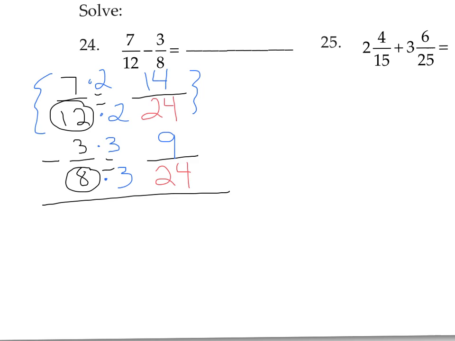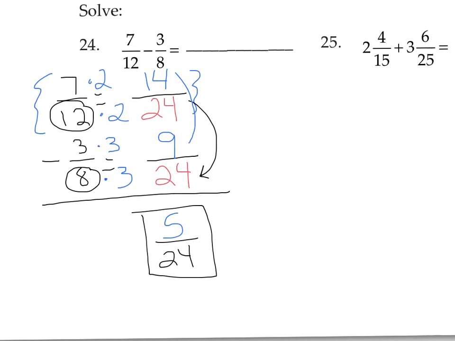And now I can subtract. Of course, the denominators are already the same, so I know the denominator of my new fraction is going to be the same also, 24. I subtract the numerators. 14 minus 9 makes 5. So this is 5 over 24.